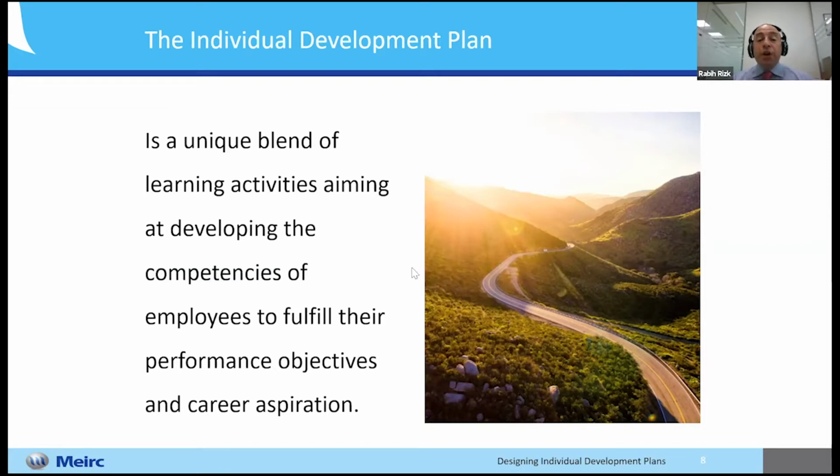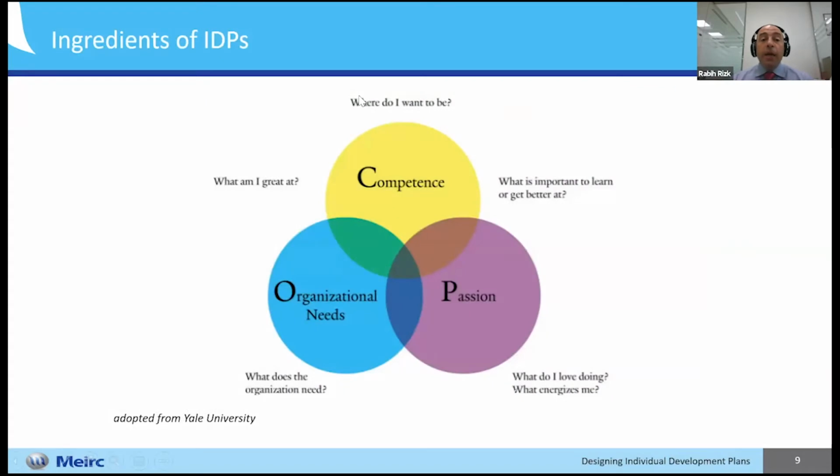So this is the definition of an individual development plan. If you would like to see what the components or ingredients of an individual development plan are, there is a very nice model that I adopted from a study by Yale University that describes three ingredients of individual development plans. First, it describes the current level of competencies of a certain individual. So somehow these individuals need to answer three questions.